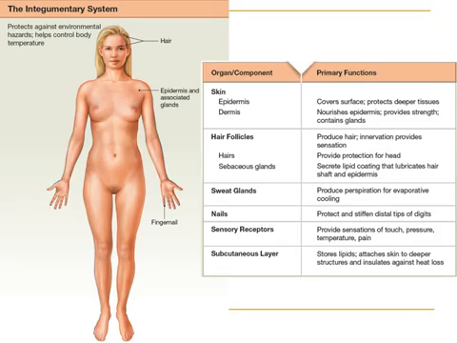And beneath the skin is the subcutaneous layer. Cutis means the skin, sub means below. So subcutaneous means the layer present beneath the skin, which stores the fat, attaches the skin to the deeper structures and insulates against heat loss. So the greater the subcutaneous fat, the more insulating tendency is provided.